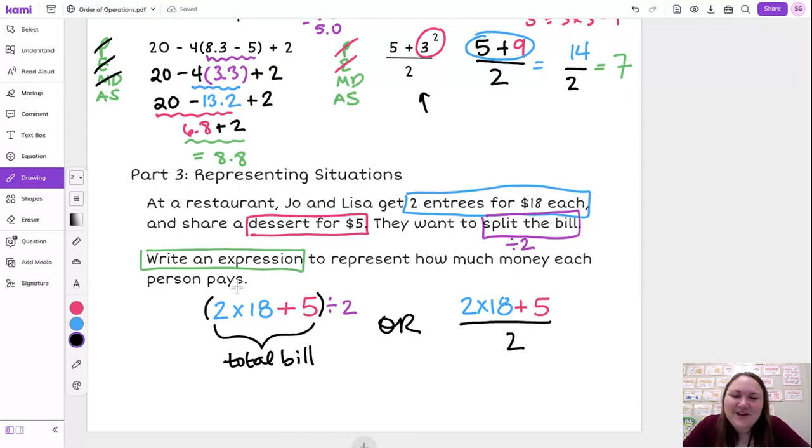So in today's lesson, we're going to be looking at more stories like this and how we can represent situations with one expression using what we know about order of operations.